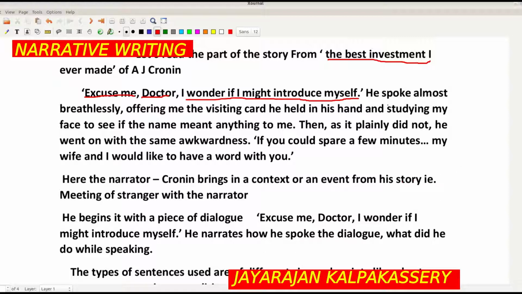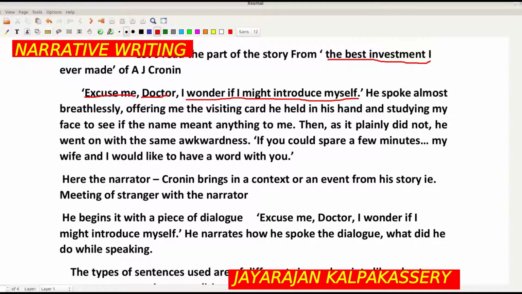And after that he was telling, he spoke almost breathlessly. How he said this is explained here. And what did he do while asking this? Offering me the visiting card. So he offered the visiting card and told all these things. His hand and studying my face to see if the name meant anything to me. So here you can see it's a first person narrative. The very first person is talking. You can see what all types of sentences are here.